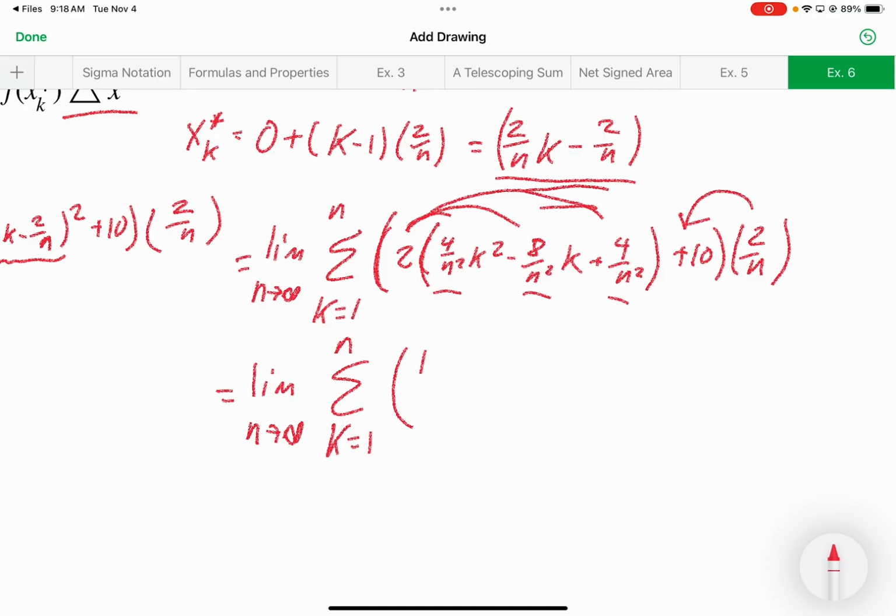So then that first term would be 16 over n cubed times k squared, minus, all right, 4 over n times negative 8 over n squared would be negative 32 over n cubed times k. And then plus 4 over n times 4 over n squared gives me 16 over n cubed. And then the 10 becomes 20 over n. It doesn't get hit with that additional 2 that's here. It only gets hit with the 2 over n from the right.